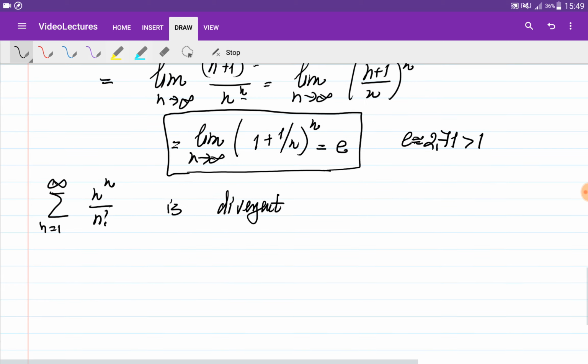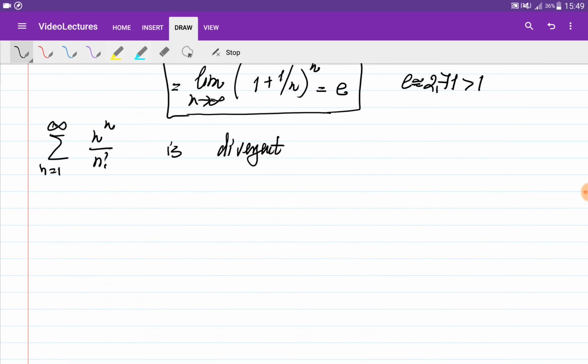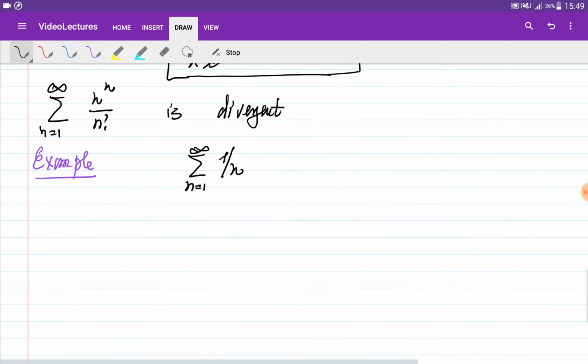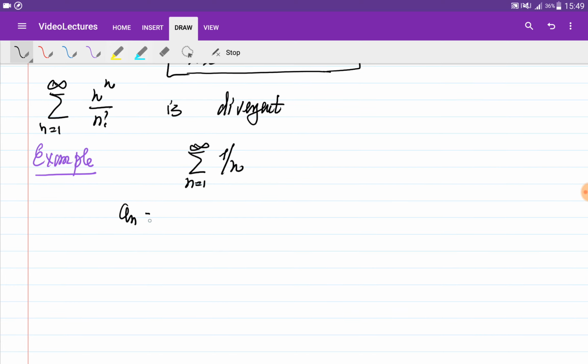So let us consider the case where the limit of the ratio is equal to 1. The most obvious example would be the harmonic series. Let us consider the series of 1 over n, n goes from 1 to infinity. It's a harmonic series. So the nth term of the series is going to be 1 over n, and the (n+1)th term is going to be 1 over n+1.